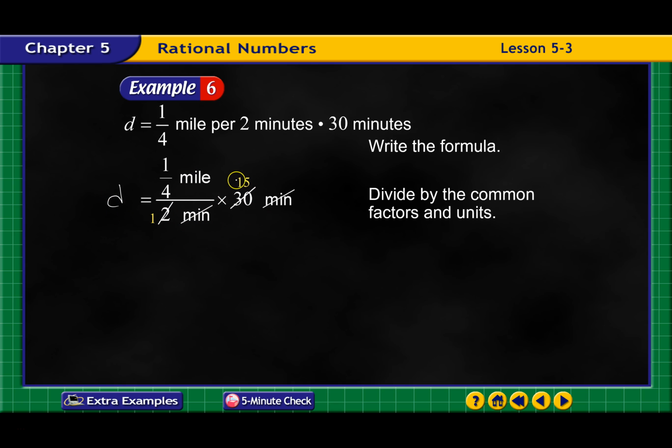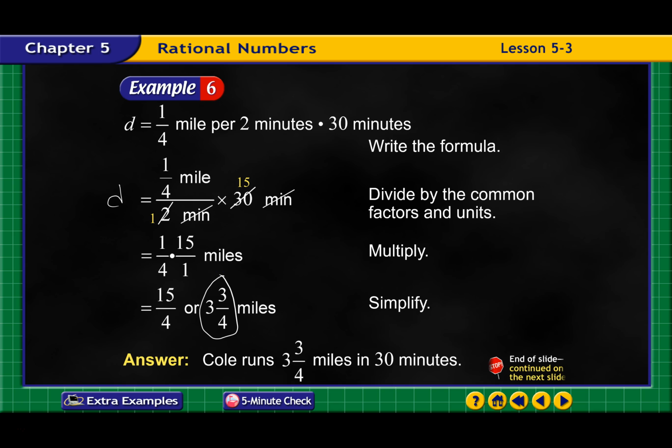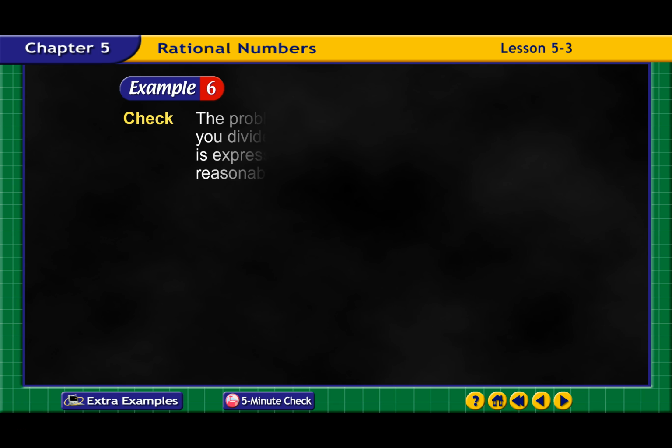Well, I have 2 minutes and 30 minutes, so I can turn that into 1 and 15. The minutes also cross out. So it'd be a quarter times 15. A quarter times 15 will be 15 over 4. Or this time you're actually going to probably want to go into a mixed number and go 3 3/4 miles. So Cole runs 3 3/4 miles in 30 minutes.